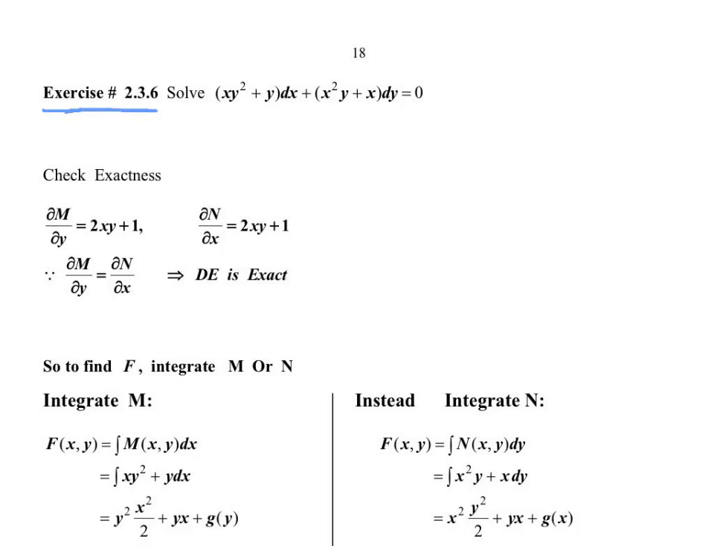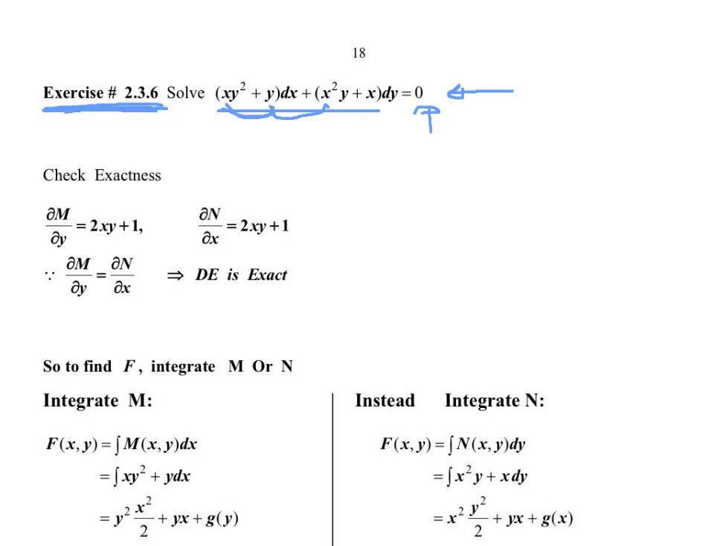Now let us see the solution procedure of an exact differential equation using exercise 6. So I'm going to repeat myself here. This differential equation is not separable, and it is not homogeneous because the degrees of the terms are not the same. So we have to check exactness. To check exactness, the differential equation must be written like this: right hand side is 0, and we should have some function dx plus another function dy.